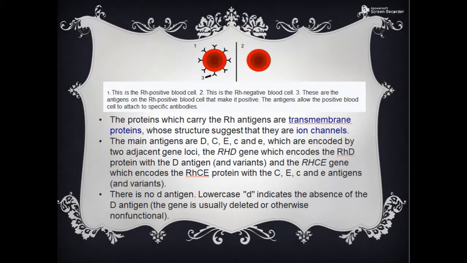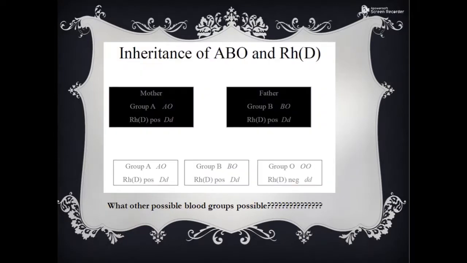So the Rh factor is mainly coded by these three genes: C, D and E. And if you are Rh positive, it means that the D gene is present. There is no lowercase d gene as such, but the absence of the D antigen is indicated by the small letter d.